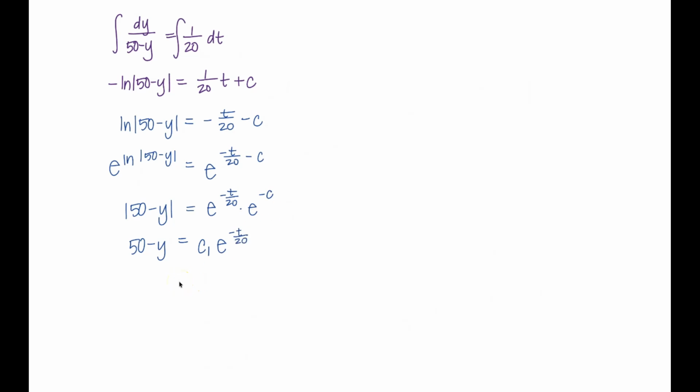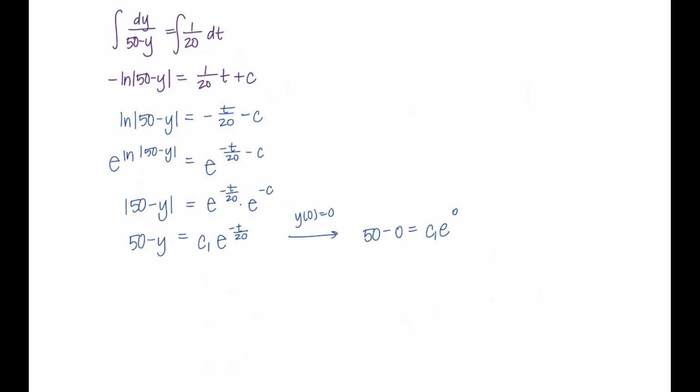So we've eliminated the absolute value bar problem, and we have not yet solved for c though, right? That's the difference, that we can now go ahead and solve for this other c1. It's going to be a different c value than if you had solved for it initially, but it's still going to give us the same final answer. I'll solve for c1 right now. We know the initial condition was y of 0 is equal to 0. So 50 minus 0 is equal to c1 e to the 0. And so I end up with just 50 is equal to c1.